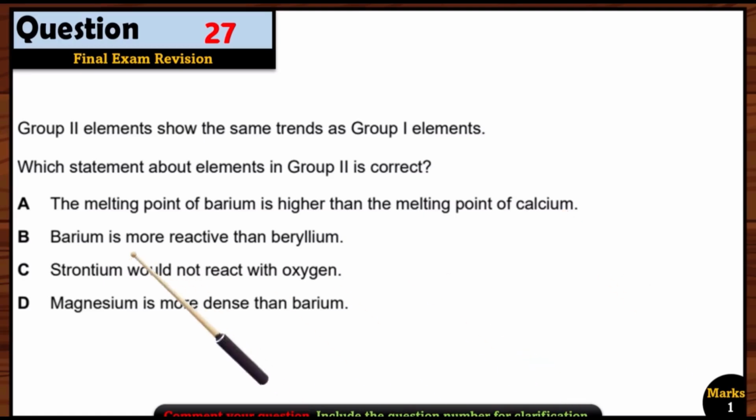Let's see option B. Barium is more reactive than beryllium. So let's see, beryllium is on the top, whereas barium is at the bottom. So of course the reactivity increases down the group in group 1, so it will also increase in group 2. So that's why option D is the right option over here.